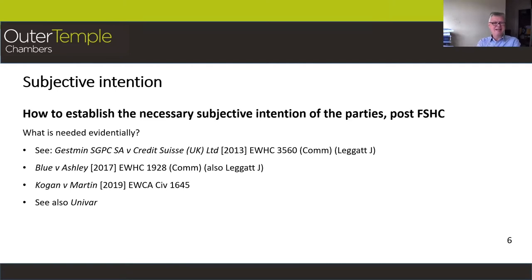Mr. Justice Leggett, as he then was, referred in his judgment in FSHC to a case called Gestmin, not a pensions case, but to do with alleged negligent investment advice. And for your note, as they say, paragraphs 15 to 23 is the key to this. But in a nutshell, he said, human memory is fallible and malleable.